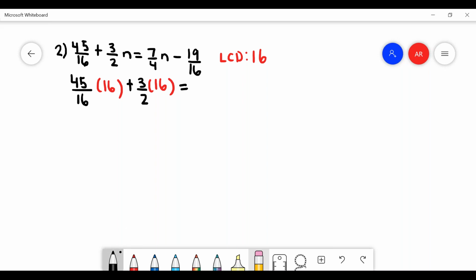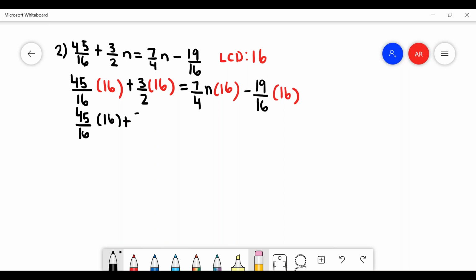And we have 7 over 4n minus 19 over 16 times 16. So as you can see, all I have essentially done is multiplied each term, and what separates terms once again is a plus or minus sign. So I've just multiplied each of those by the LCD. So now what we want to do is, I'm just going to quickly write this out over here.